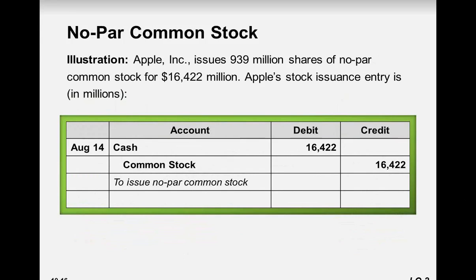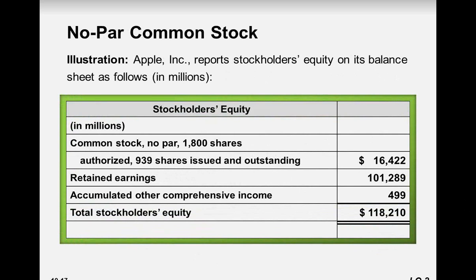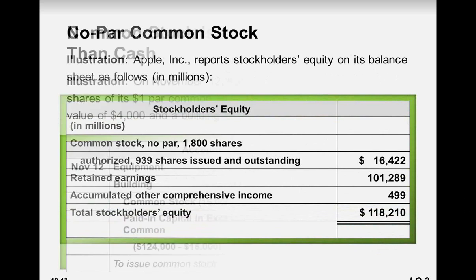If it were no par stock, there was no stated value on the stock, and for example with Apple here, they issued 939 million shares of no par common stock for $16,422,000. Apple's stock issuance entry is cash, the 16,422 million, and common stock, 16,422 million. Because there were no par, we do not show a paid-in capital. An example of how that would appear on Apple's sheet.